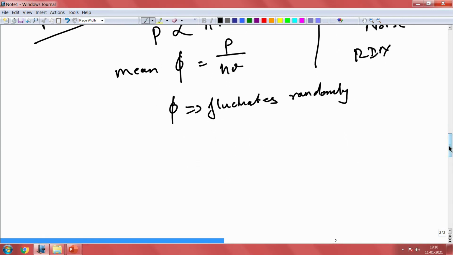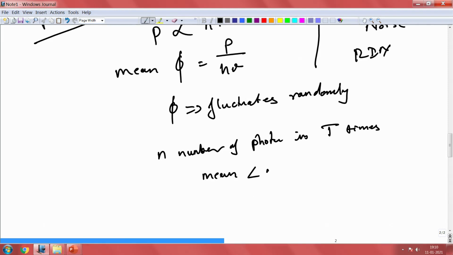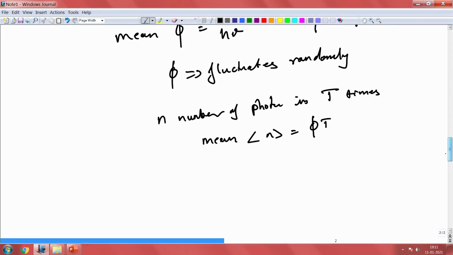So the number of photons that you get, let us say n number of photons, is counted in a time interval t. So n number of photons in t time is random, but then the mean number of photons is given by photon flux times T. Okay. So we need to look at what is the statistics that we can apply here.